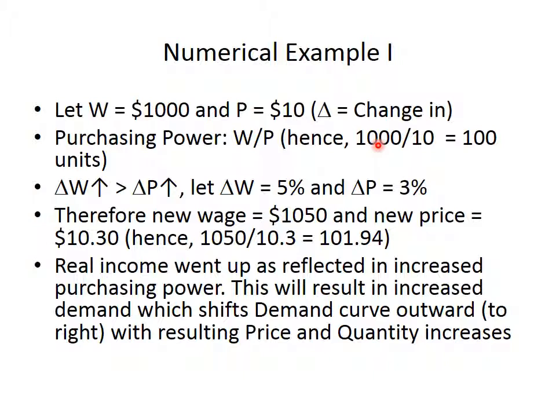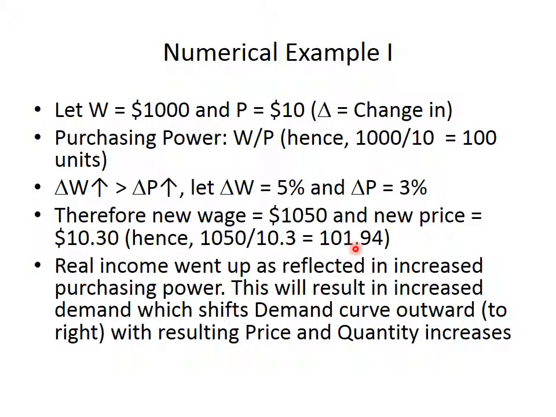Okay, we're going to look at the same thing here. Let's say we're going to reverse it a little bit and say our wage increase is greater than our price increase. So let's say that we increase wages, income, budget by 5%, and that we increase prices by 3%. Therefore our new wage is going to be $1,050. That's a 5% increase. And the new price is going to be $10.30. That's a 3% price increase. Hence 1,050 divided by 10.3, we can now purchase 101.94 units.